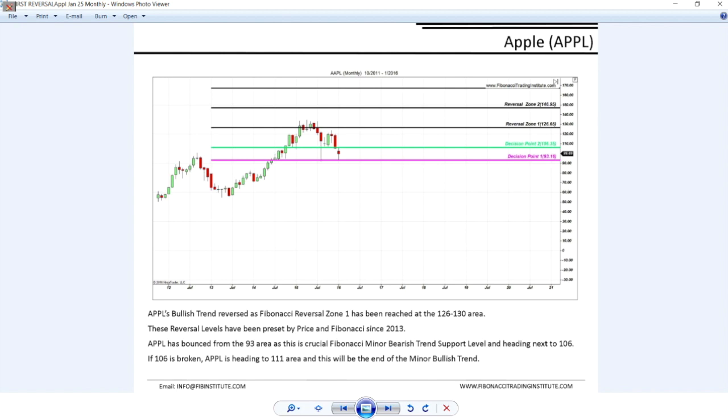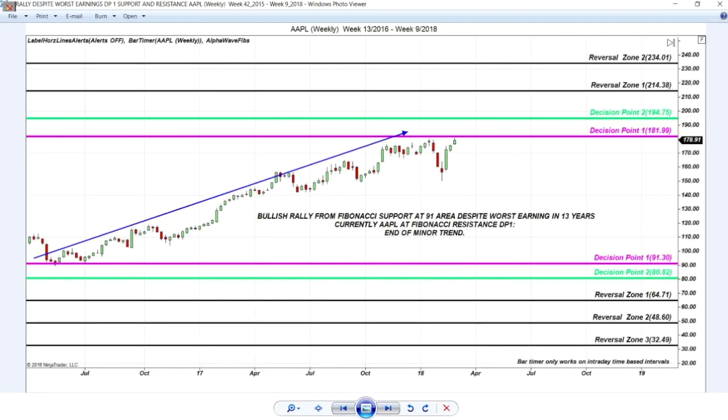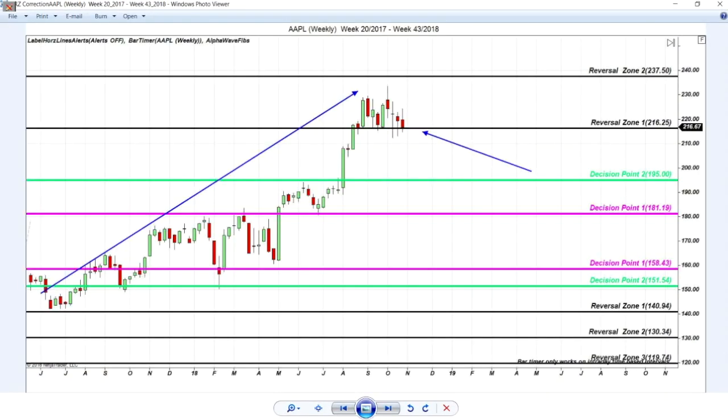Do you remember Apple at 93? Do you remember the worst earnings in 13 years? Did it mean a thing? Absolutely not. As long as this key support was respected, Apple doubled in value. Shock or not? Fibonacci is the only natural predictive tool in the markets. What do you see ahead? Fibonacci reversal zone. Are you surprised what Apple did there? Of course not. Exact same thing as S&P this morning.